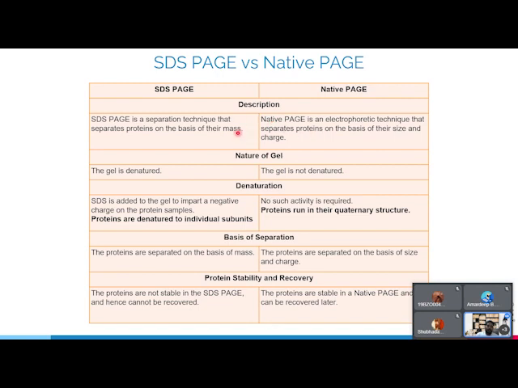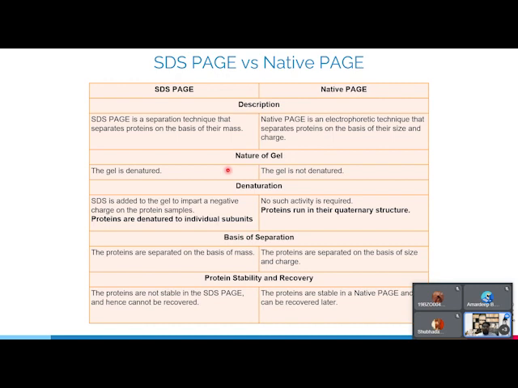So the criteria of separation is also different between the two PAGE techniques. Second is the nature of the gel. In SDS PAGE, the gel is denatured, whereas in native PAGE, the gel is not denatured. What we mean by denatured is that the proteins are denatured using SDS before running on the gel. So that means that every one of their van der Waals interactions, the hydrogen bonding, the disulfide bond interactions, everything is broken up first and then the gel is run. Whereas in native PAGE, the gel is not denatured and the protein is run in its native or in vivo form.